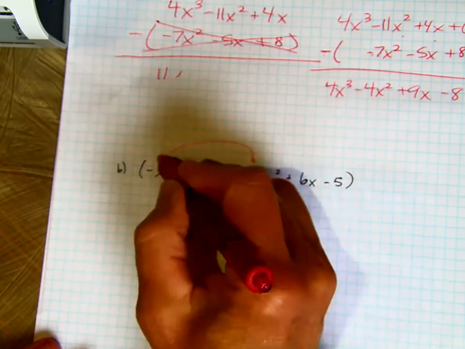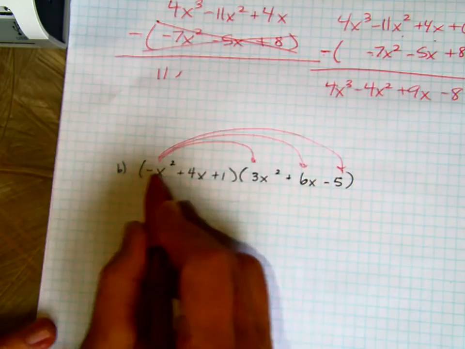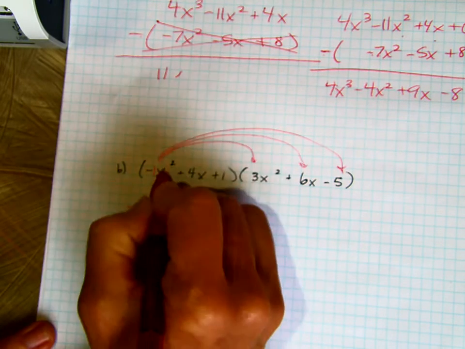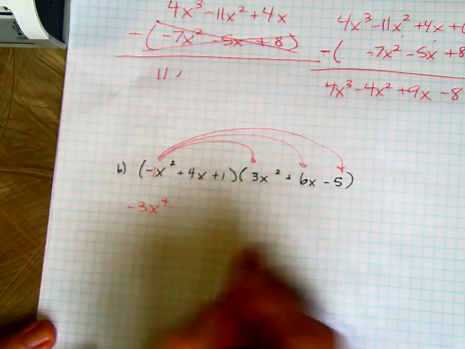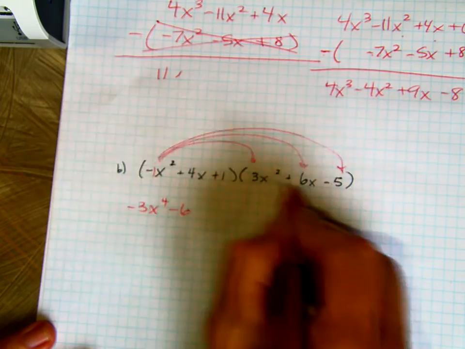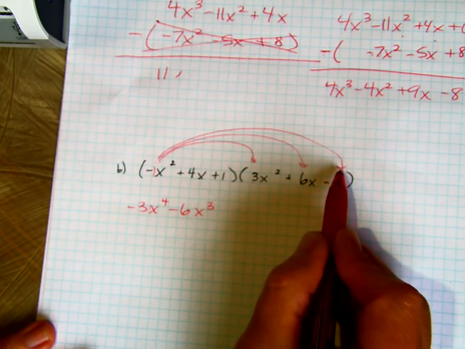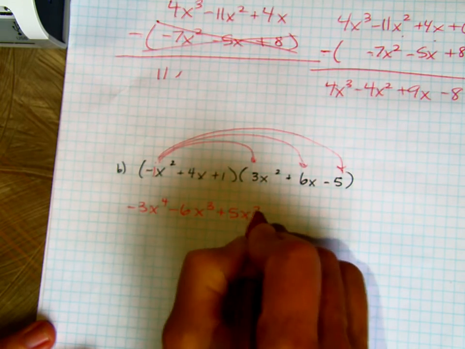So I'm going to distribute my negative x squared first. And I'm going to get, that's a negative 1. Negative 1 times 3 is negative 3. And x squared times an x squared is an x to the 4th. And negative 1 times a 6 is a negative 6. X squared times x is x cubed. A negative 1 times a negative 5 is a positive 5, x squared.